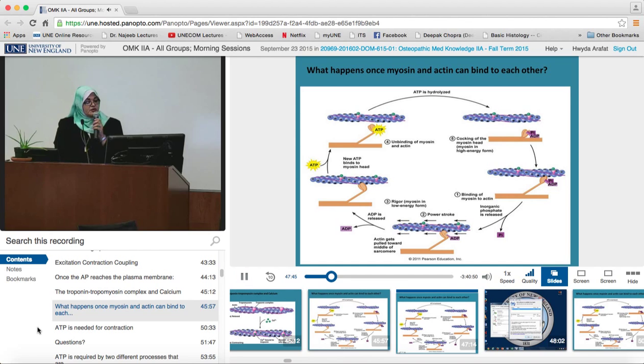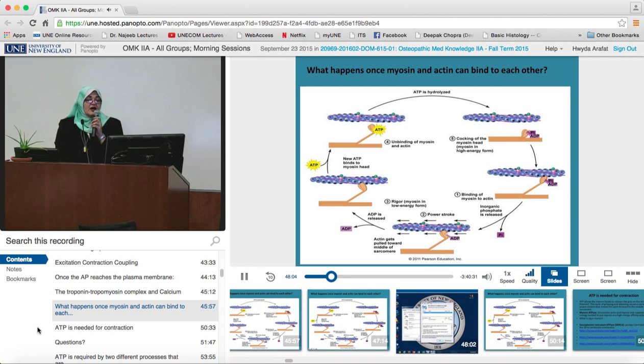After that, ADP will be released. And here, myosin will still be bound to actin. This is very critical. For myosin to be released from actin, ATP has to come again and bind to myosin. Why? Because this will be the only way for myosin to become detached from actin. And the process is going to be repeated. ATP will be hydrolyzed by an enzyme called the ATPase, and the process will be repeated again.